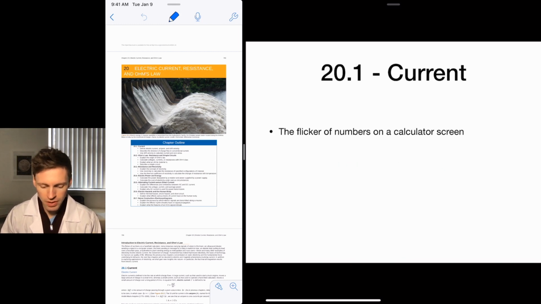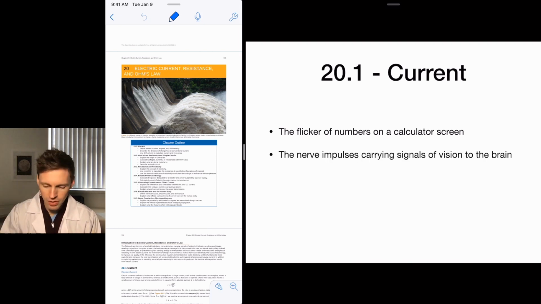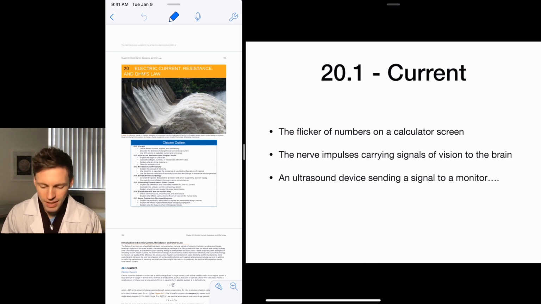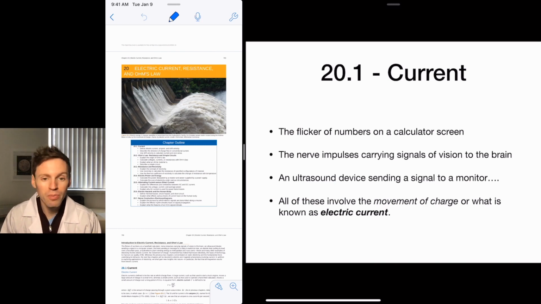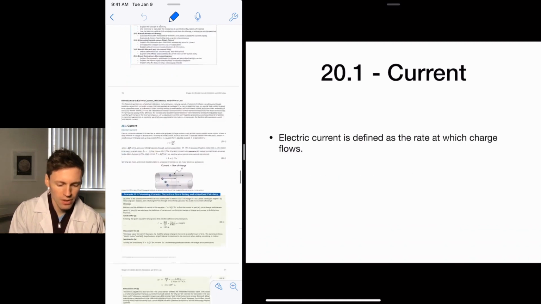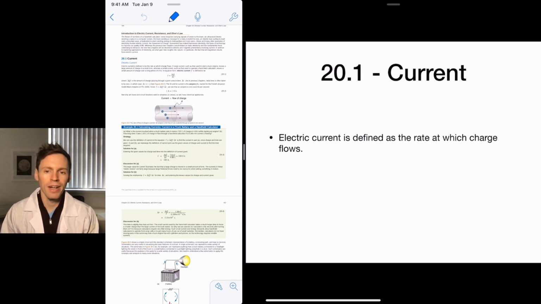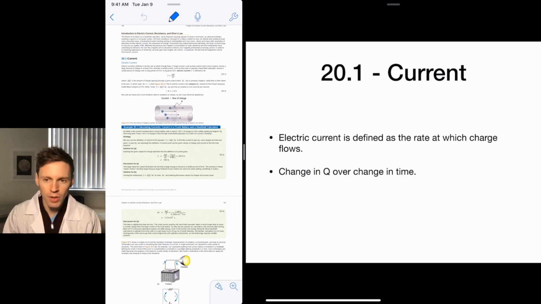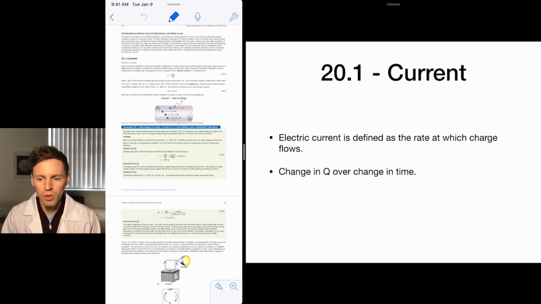So, starting with current: your calculator, numbers come up; nerve impulses carrying signals from your eye to your brain; an ultrasound device sending a signal to a monitor, for example, to see a baby. All of these involve the movement of charge, or what is known as electric current. Okay, so movement of charge is electric current. Electric current is defined as the rate at which charge flows. It's the change in charge, which has the unit coulomb, over the change in time. How much charge moves in a certain amount of time.